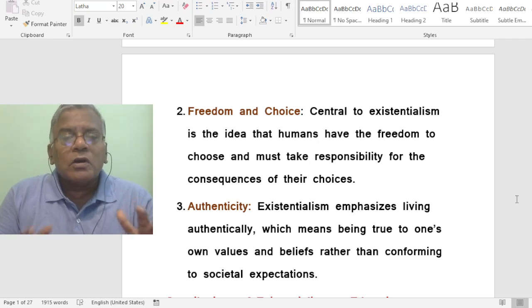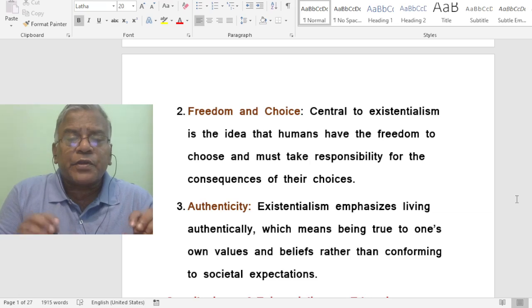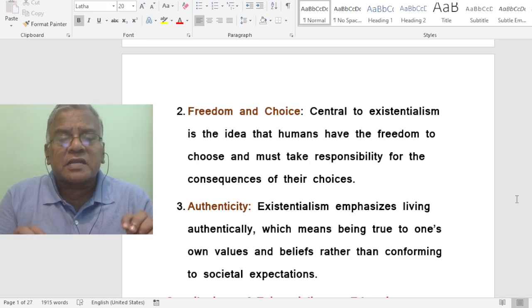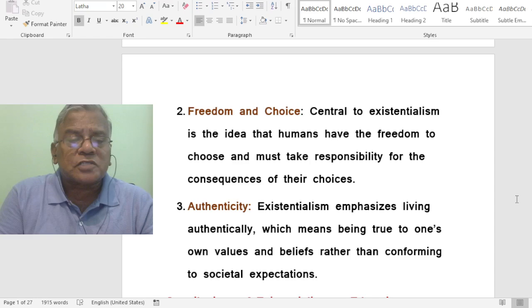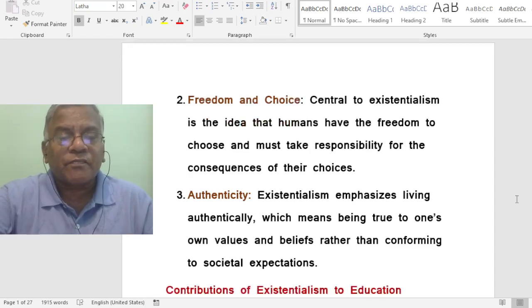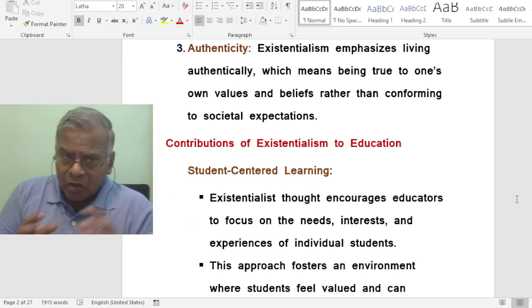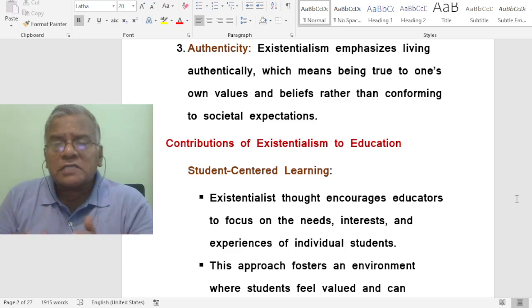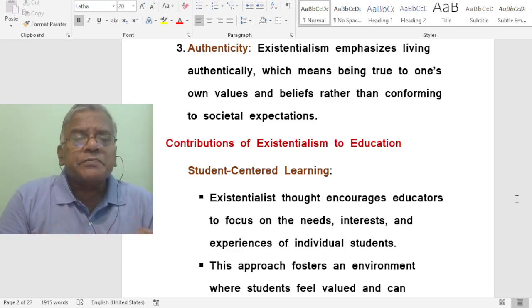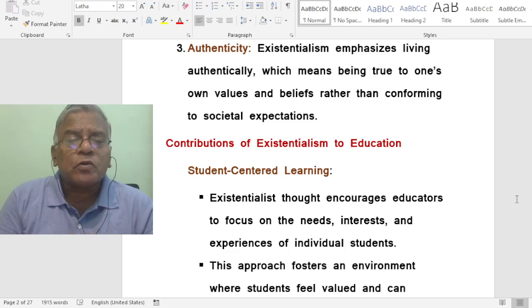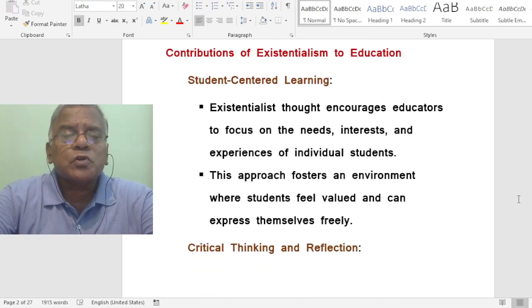That is what existentialism holds. So, central to existentialism is the idea that humans have the freedom to choose and they must take responsibility for the consequences of their choices. Authenticity. The third characteristic of existentialism is authenticity. Existentialism emphasizes living authentically, which means being true to one's own values and beliefs rather than conforming to societal expectations. That is authenticity. What are the contributions of existentialism to education?